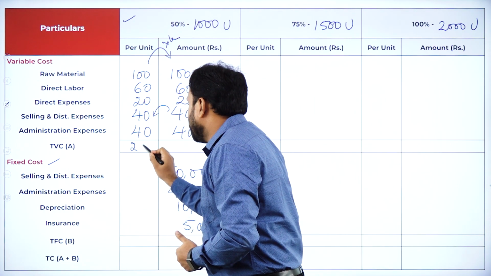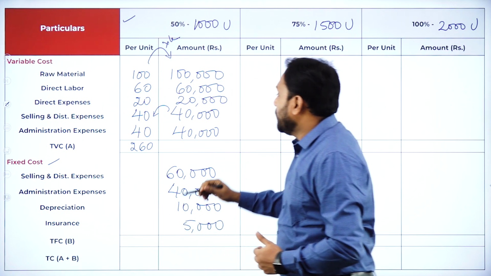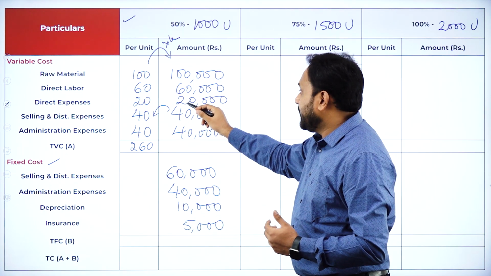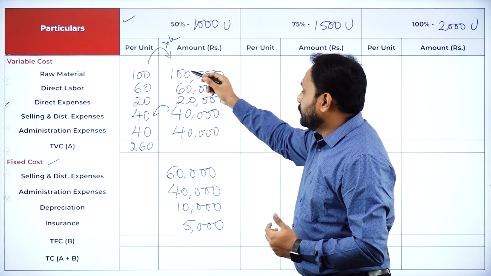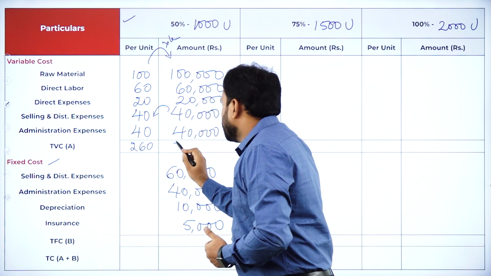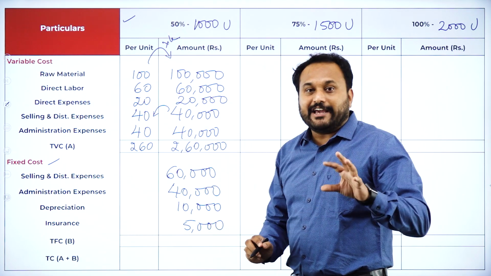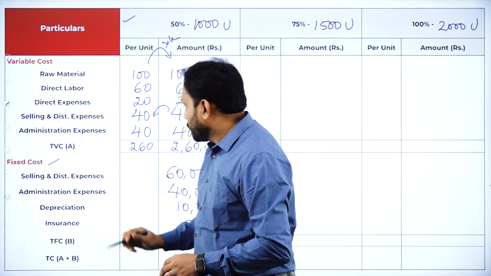So you'll be writing here how much? 260. Now the same way here also, you are supposed to calculate 40, 40 is 80, 80 and here it is 1 lakh, then 2 lakh and 2 lakh 60. So here you will write 2 lakh 60,000. Verification, I'll tell you how to verify here.